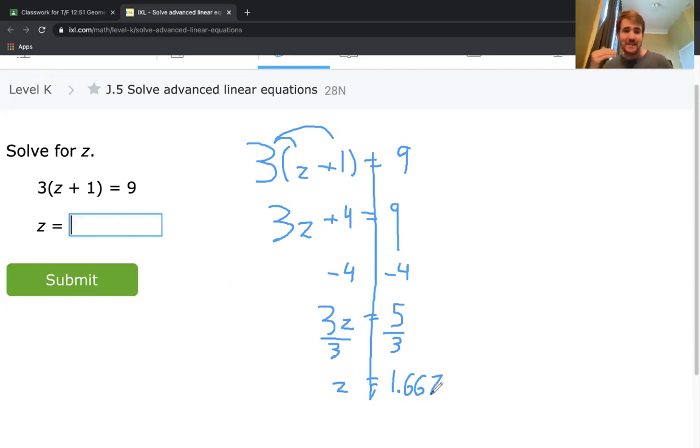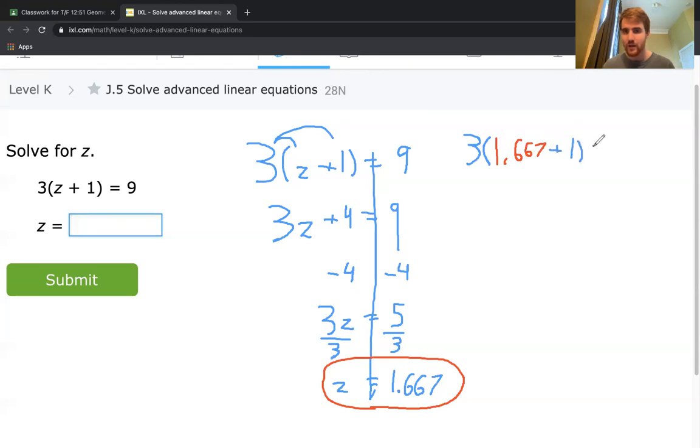All right, like I said, this is not the correct answer. I made a mistake when solving it, but I want to show you what's going to happen when we go to check our work now. So if z equals 1.667, we can check our work by substituting it back in. So we have 3 times (z plus 1) equals 9. We'll do inside the parentheses first.